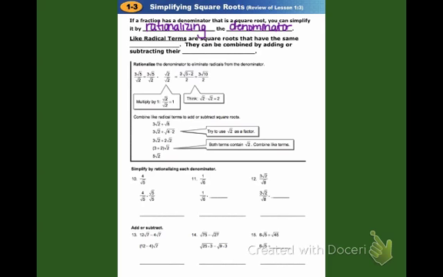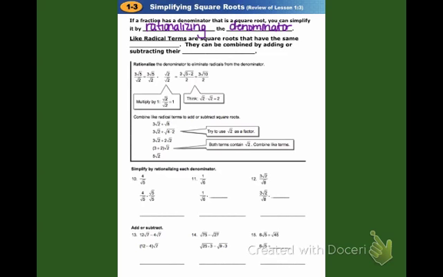Now, for whatever reason, whoever was originally the first person to decide this decided that a radical in a denominator was not okay. You could have a radical in the numerator, but you couldn't have one in the denominator. Just like, at some point way back, we decided that it was not okay to have decimals in fractions. So there's this process of rationalizing the denominator, where we multiply the numerator and denominator by something that will take the radical out of the denominator.